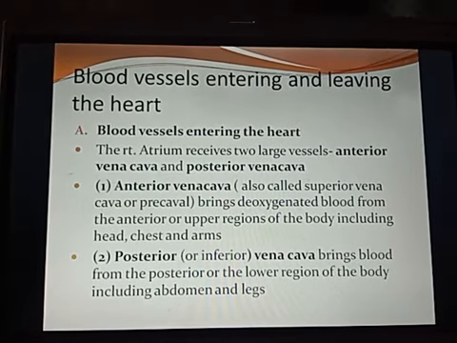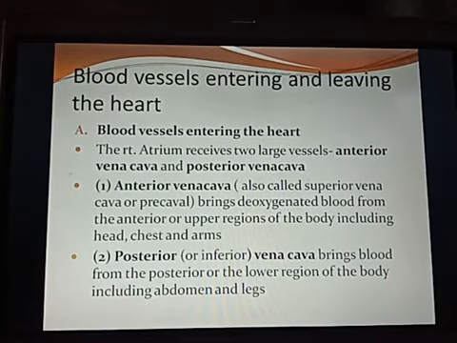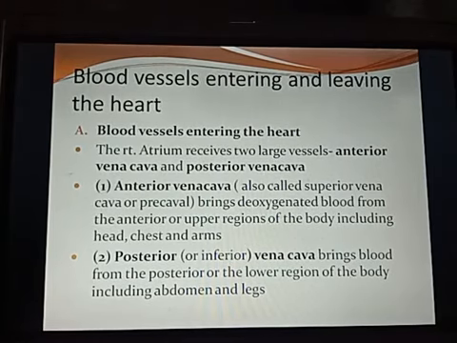Now let us see the next one, posterior, or it is also called inferior vena cava. What is the basic function of this inferior vena cava or posterior vena cava? It will bring blood from the posterior or lower portion of the body, that will include the abdomen. What kind of blood will posterior vena cava bring? Deoxygenated blood from the lower region of the body. So keep in mind that the vena cava, that is anterior vena cava and posterior vena cava, basically bring deoxygenated blood from the anterior and posterior parts of our body. What kind of blood will it be? It will be deoxygenated blood.